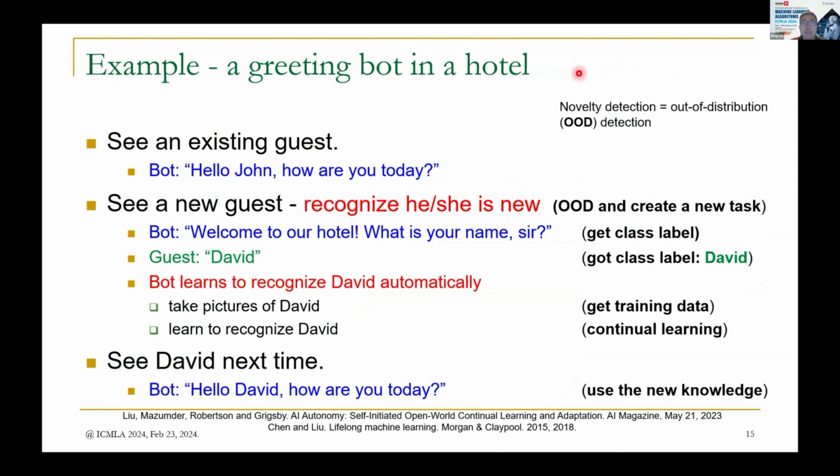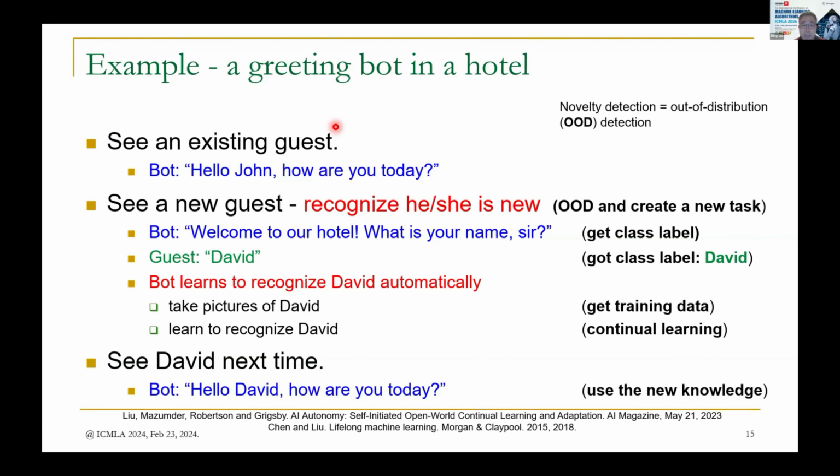So let's say we have a greeting bot in the hotel, roaming around and basically having small talk with the hotel guests. When the bot sees an existing guest, it says, "Hello, John, how are you today?" So this just starts with a simple conversation. And what happens if you see a guest who is new? The bot must recognize that this person is new, and this, of course, creates a new task: learning to recognize this person.